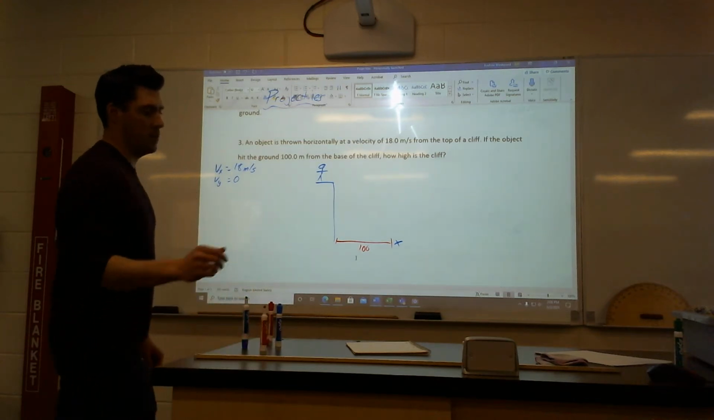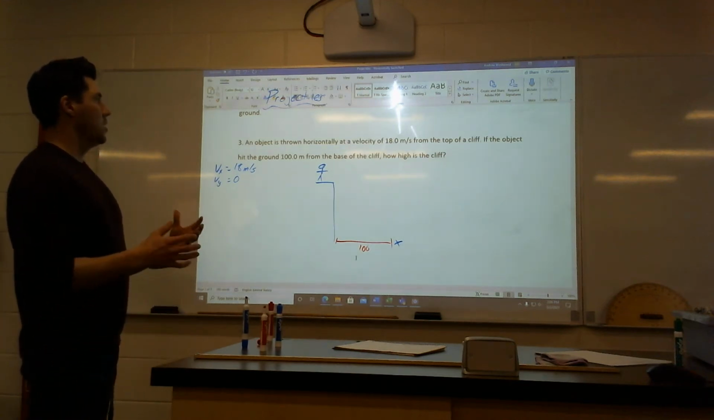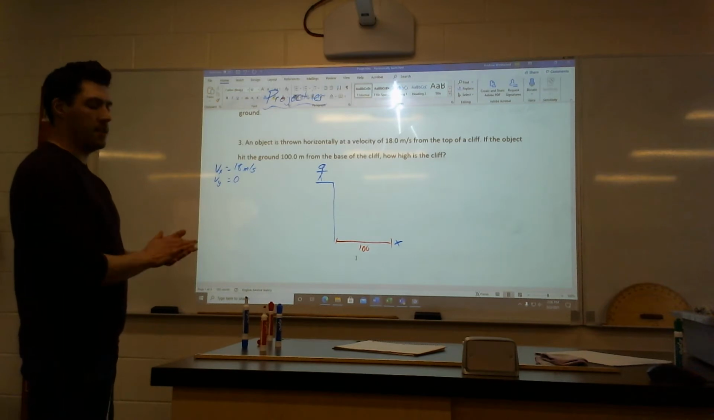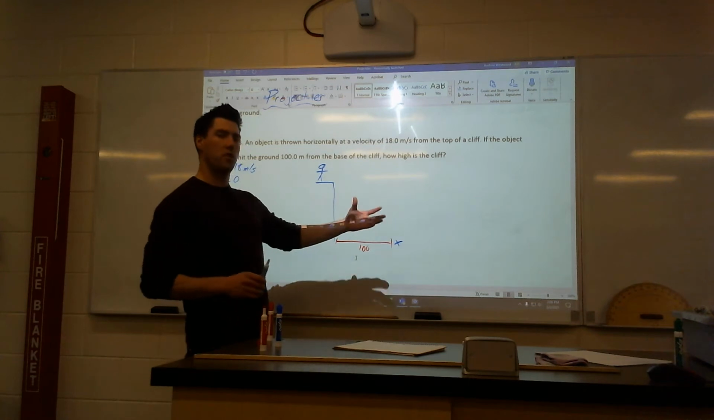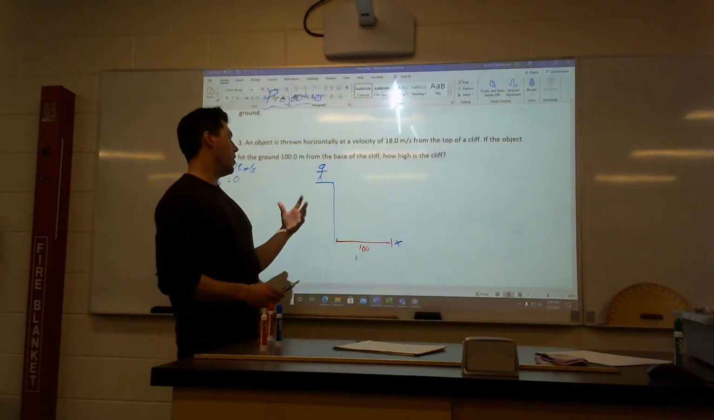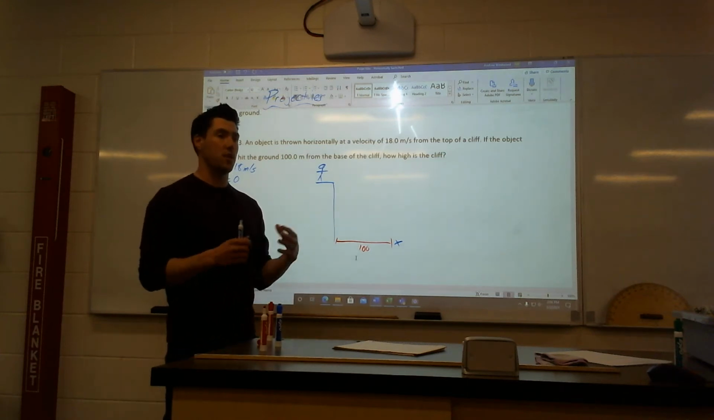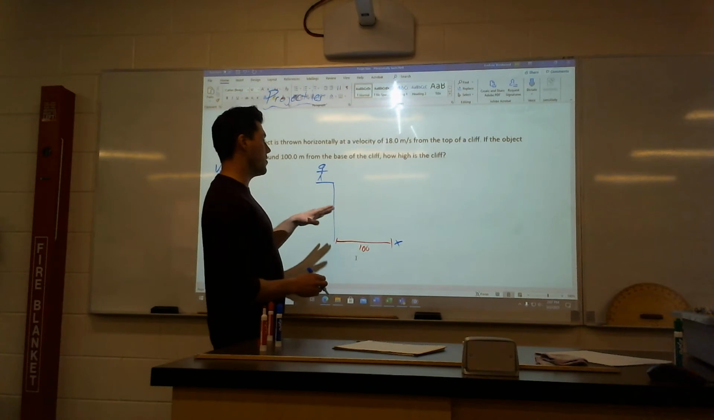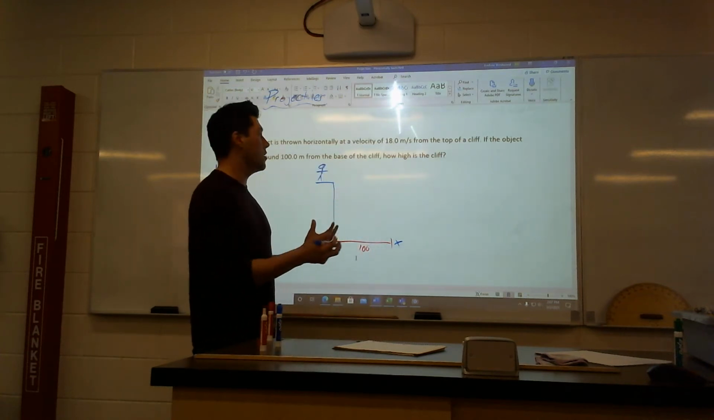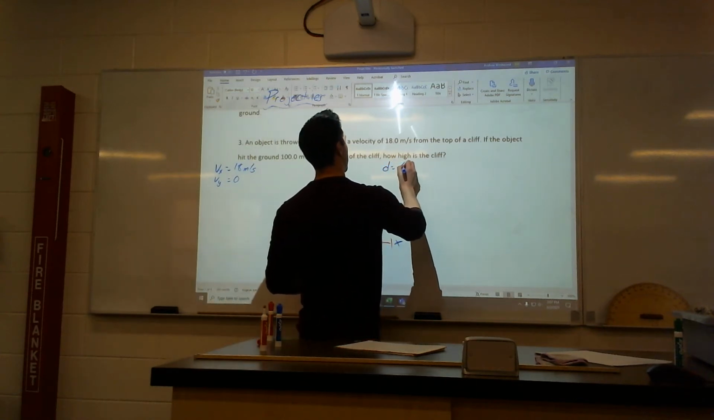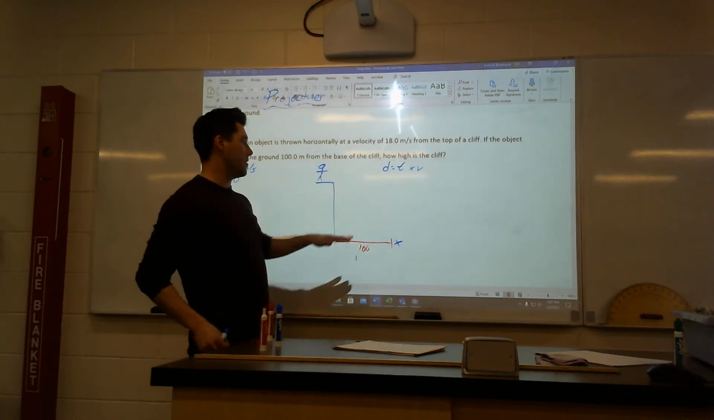The first thing we're probably going to have to do is figure out time. The nice thing is we have a velocity in the x direction, and we also have a distance in the x direction, and that velocity is constant. It's not changing, which means anytime we get a velocity and a distance in the x direction, we can use distance equals time multiplied by velocity. That nice, easy formula.